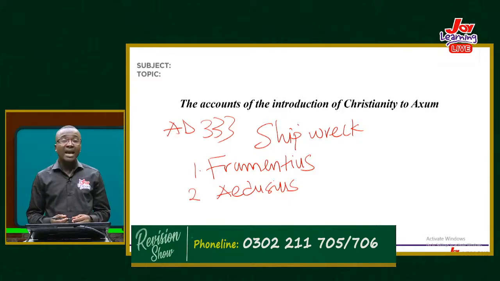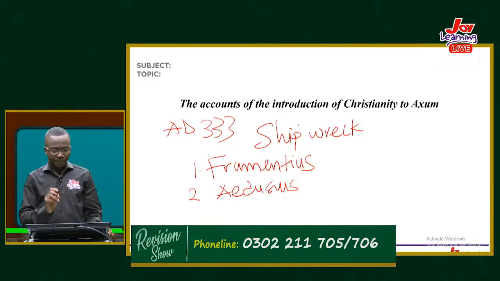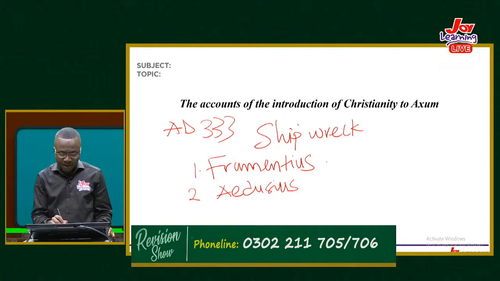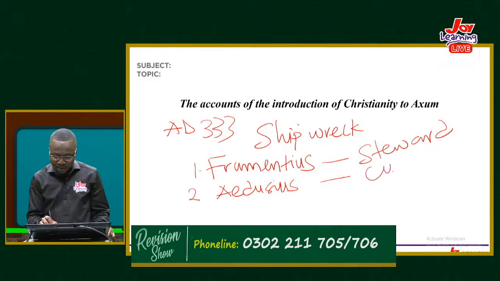So as we were saying, the sole survivors of the shipwreck on the Ethiopian coast were Frumentius and Edesius, who are brothers. We've said that these were Christians from Syria. When they were handed over to the king of Axum as the survivors of the shipwreck, the brothers took advantage to help build churches for the Roman merchants or traders who had come from Rome to trade in Axum. We are told that the king made Frumentius the steward of his kingdom and made his brother Edesius the cup bearer.